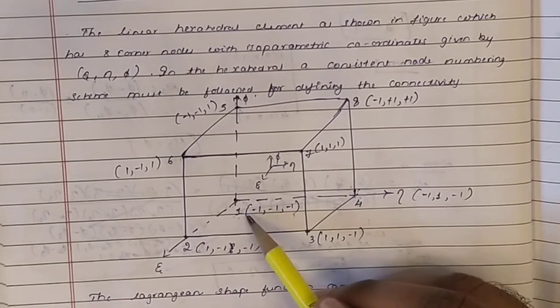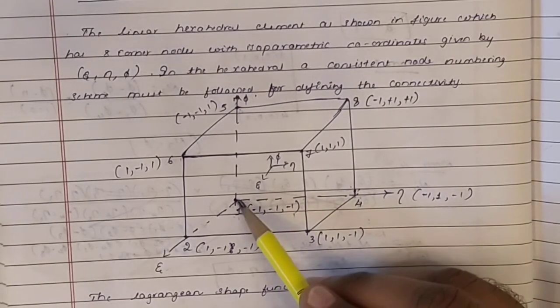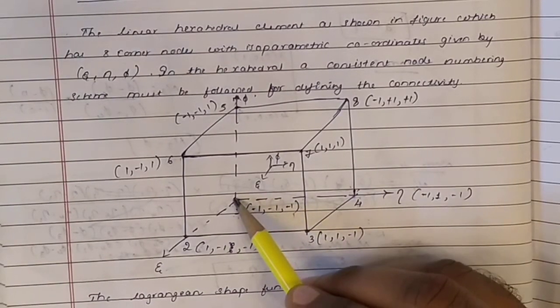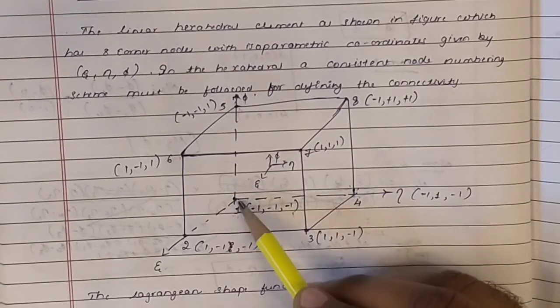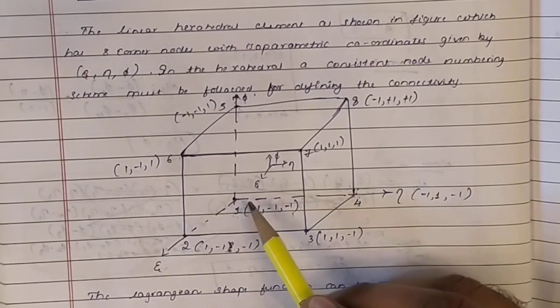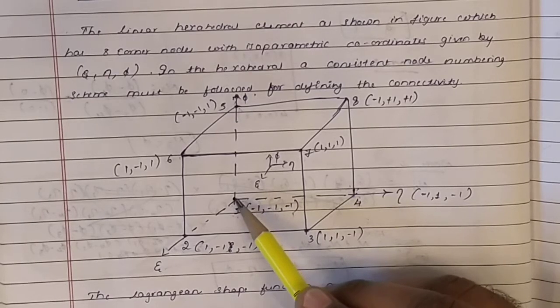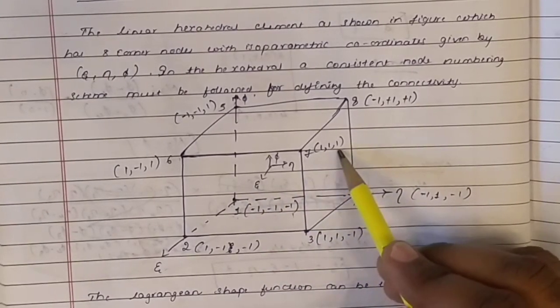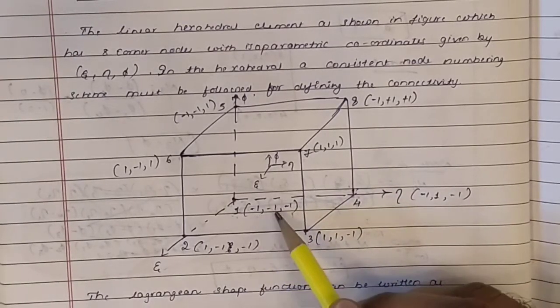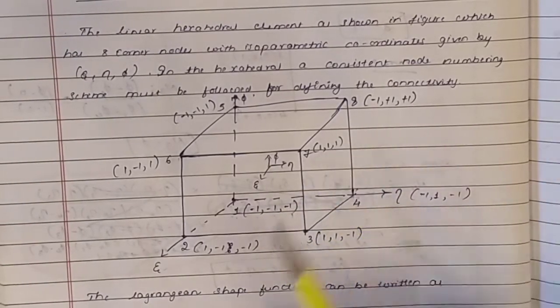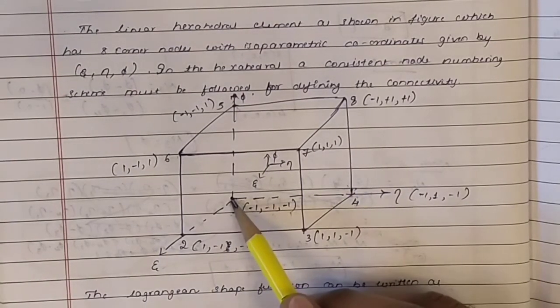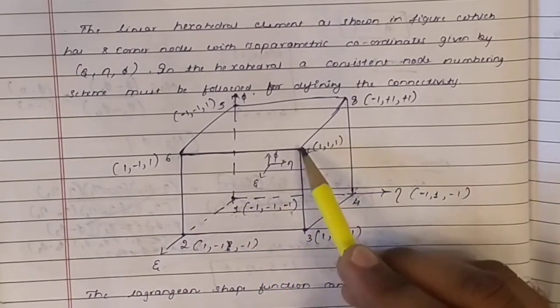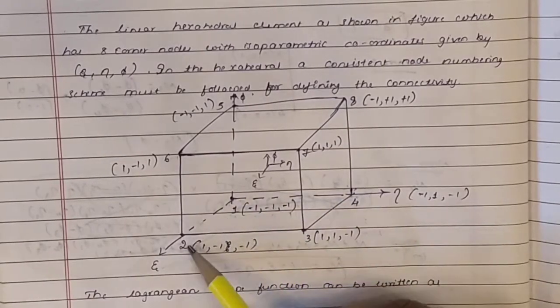Once you write this coordinate, check the node that is diagonally opposite to node 1. The node diagonally opposite to node 1 is 7. So 7 will be completely positive. If this is -1, -1, -1, this is plus, plus, plus. Understood? Now you have written these two, 1 and 7. Next we'll move on to the second node.